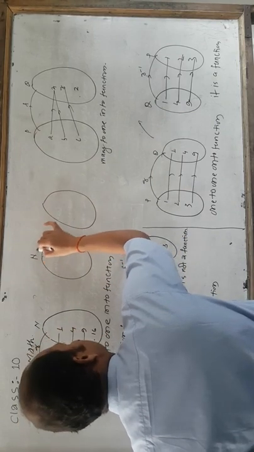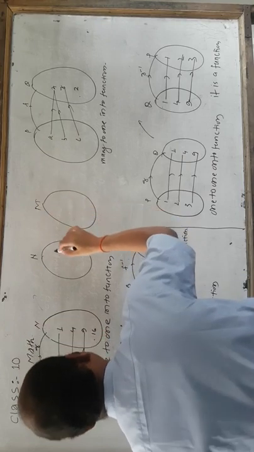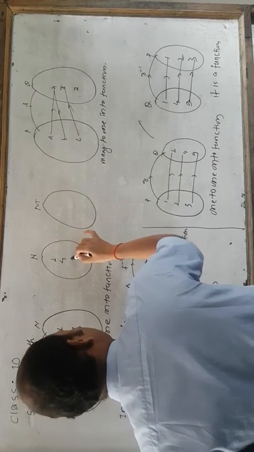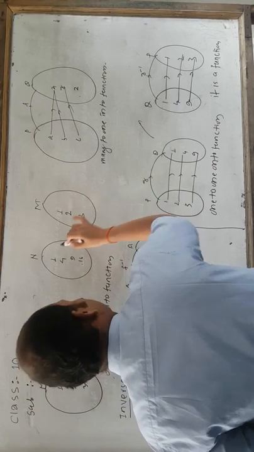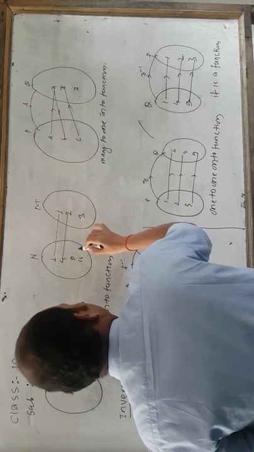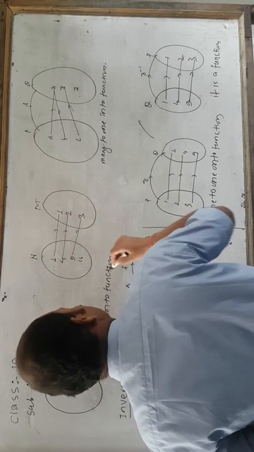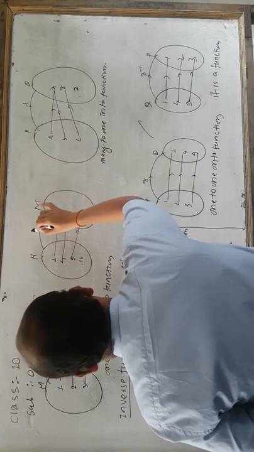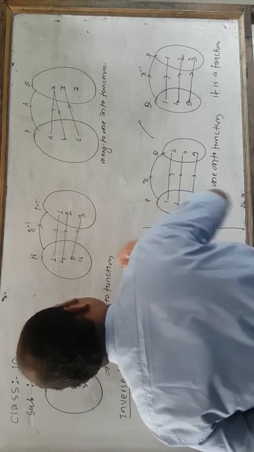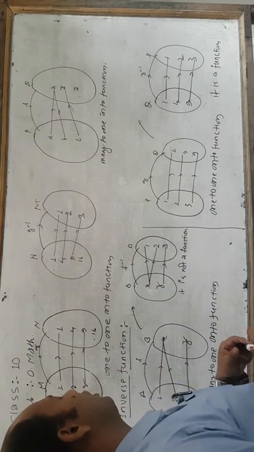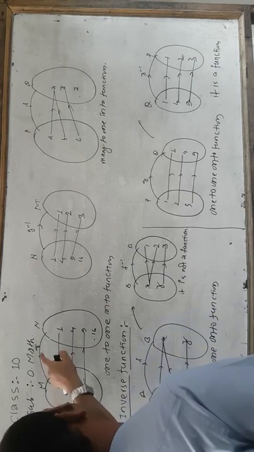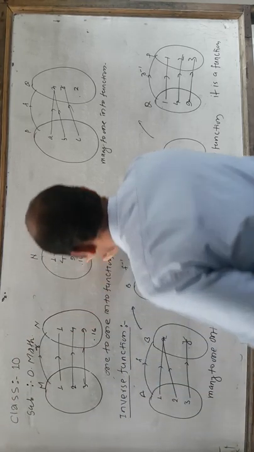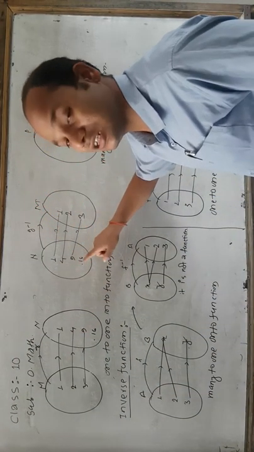Here is n, here is m. 1, 4, 9, 16. 1, 2, 3. Suppose this is g inverse. Here we find the inverse of function g, then it is a relation, but it is not a function.